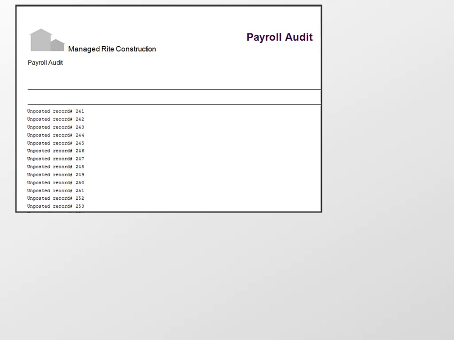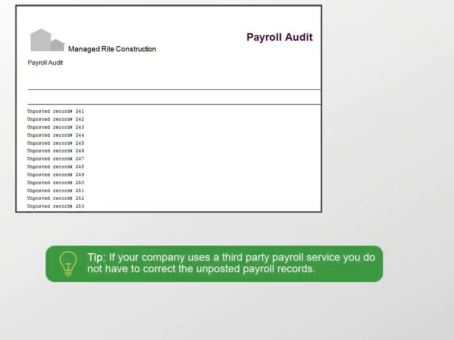As mentioned earlier, there is one exception to the rule about correcting payroll audit errors. The exception is if your company uses a third-party payroll service. In this scenario, where your company uses a third party to process payroll, you do not have to post the payroll records, but you must final compute the records to create the job cost records. You will be able to close the payroll year with this type of audit error.